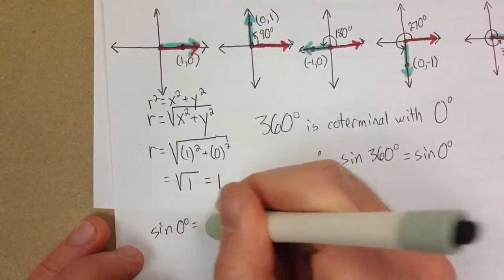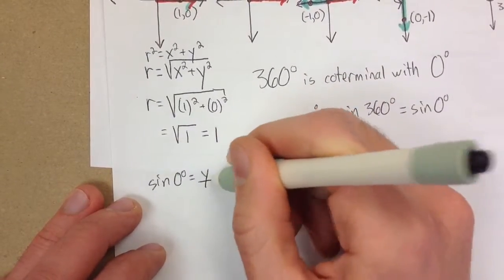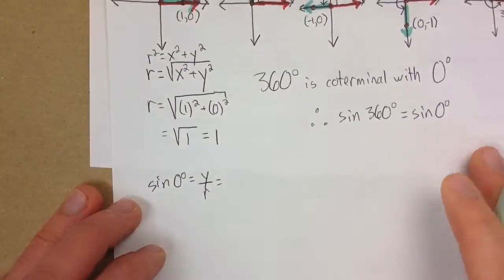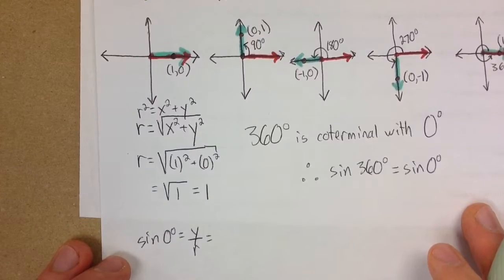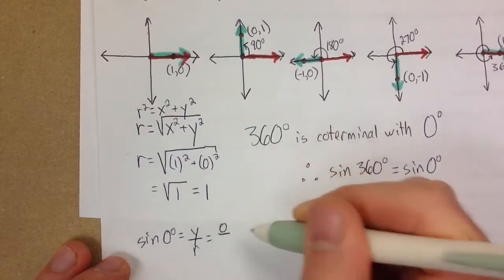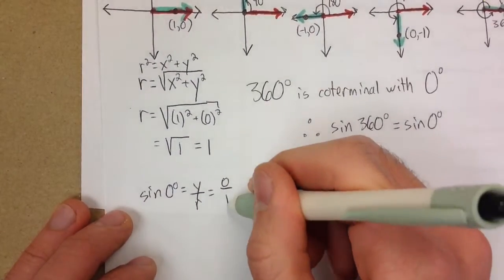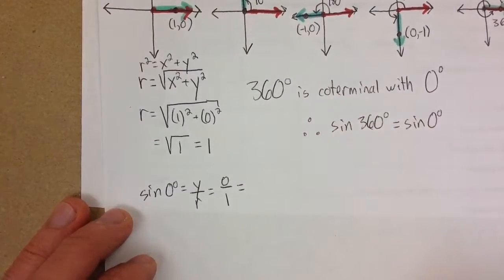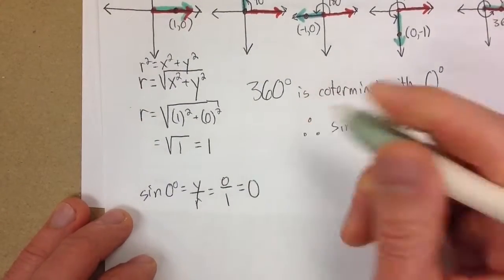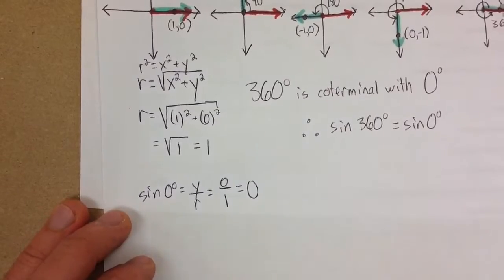So the sine of 0 degrees, we have a definition in terms of x, y, and r. It's y over r. What's my y value? 0. And my r? 1. That reduces to? Very good. Ladies and gentlemen, you just found the sine of 0 degrees. Nice job.